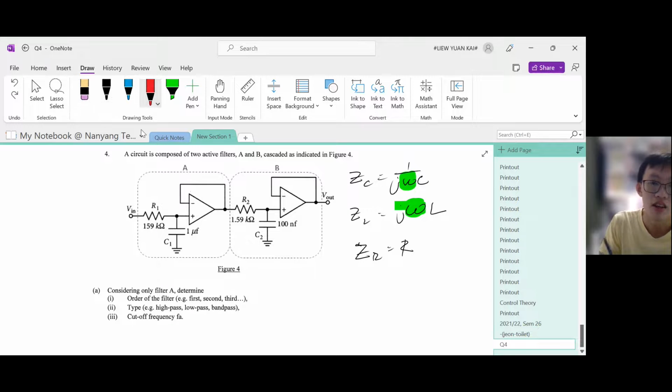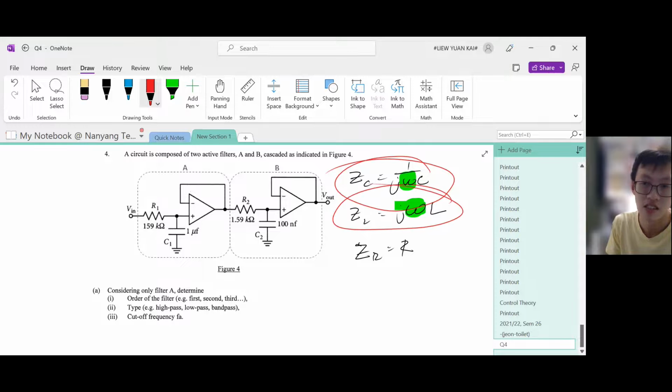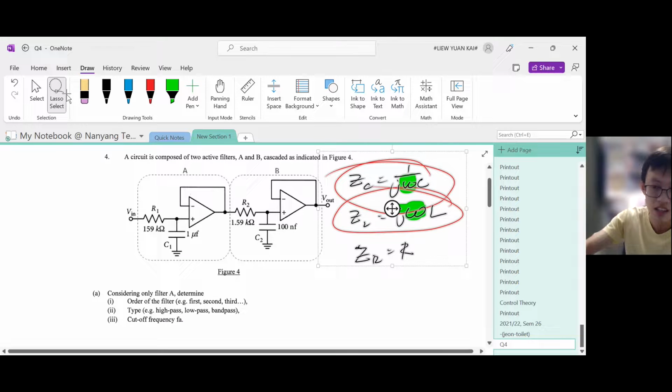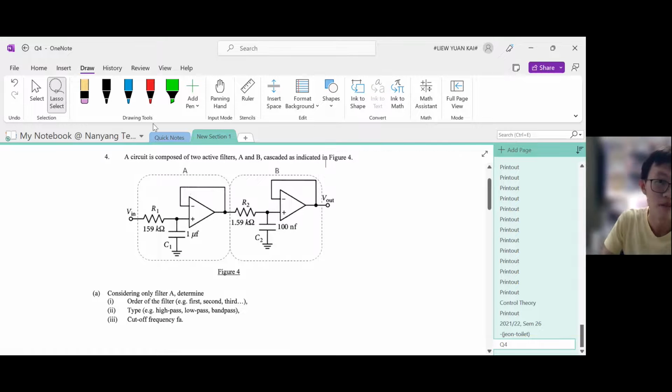So to determine the order of the filter, you count how many inductors or capacitors it has, and that would be your order. I'm not exactly sure about this. You might want to consult a professor about this, but I think that's the rough idea. So with that being said, considering only filter A, count how many inductors or capacitors you see. So we only see this, right? It's only one. So it's first order. Because it's one, then this will correspond to first order.